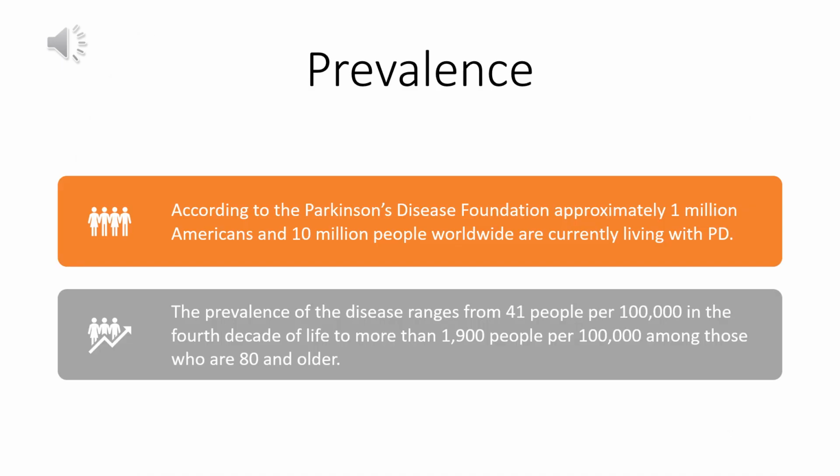You guys have been talking about aging and aging-related disorders. So in this slide, I wanted to draw your attention to the prevalence of Parkinson's disease. According to the Parkinson's Disease Foundation, approximately 1 million Americans and about 10 million people worldwide are currently living with Parkinson's. And to tie it into who is most at risk for developing Parkinson's, the statistics show that 41 people per 100,000 are affected in their 40s versus 1,900 people per 100,000 who are 80 and older. So it gives you a sense of how prevalent it is in the older population.